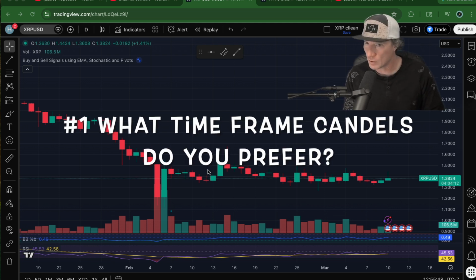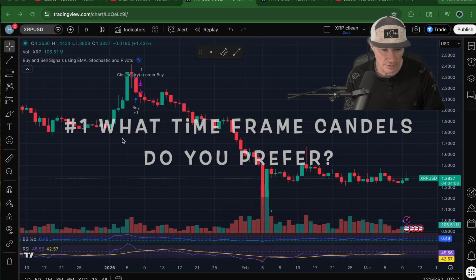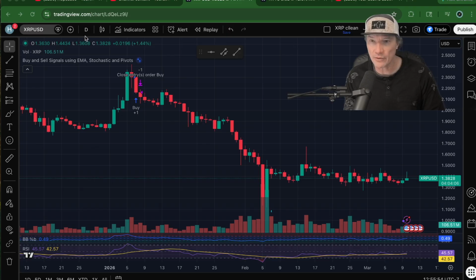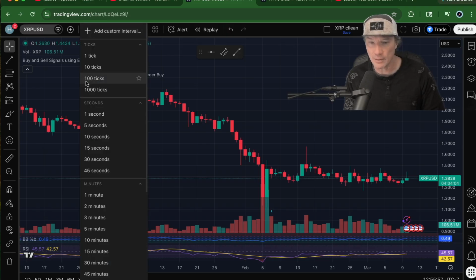Now, you can choose whatever time frame you want, and you have to determine what you like, but the time frames are right up here in the top left. If you click that up there, you can see even one tick. That's 1 second. Hey, feel free to each your own. And there's 1 second, 5 seconds.